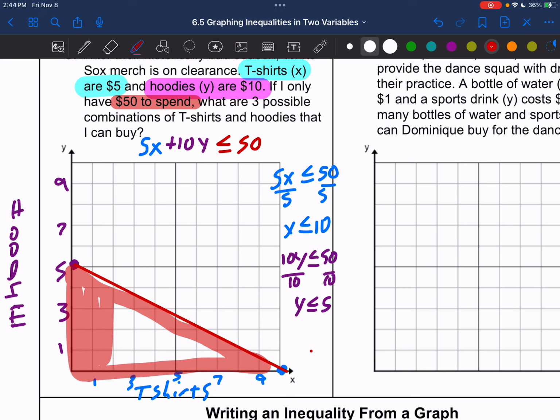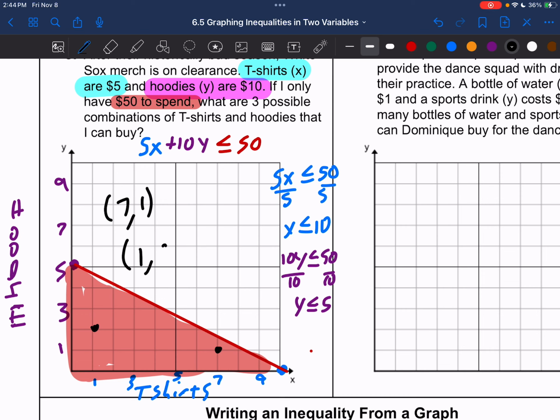Oh, there's lots of them. I can buy, let's say I bought 7 t-shirts and 1 hoodie. I could buy 1 t-shirt and 2 hoodies. I mean, ideally, I would buy 0 and 0.